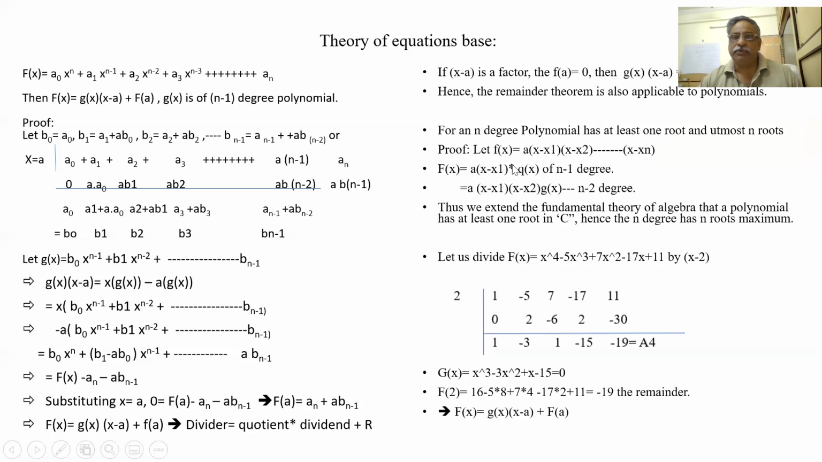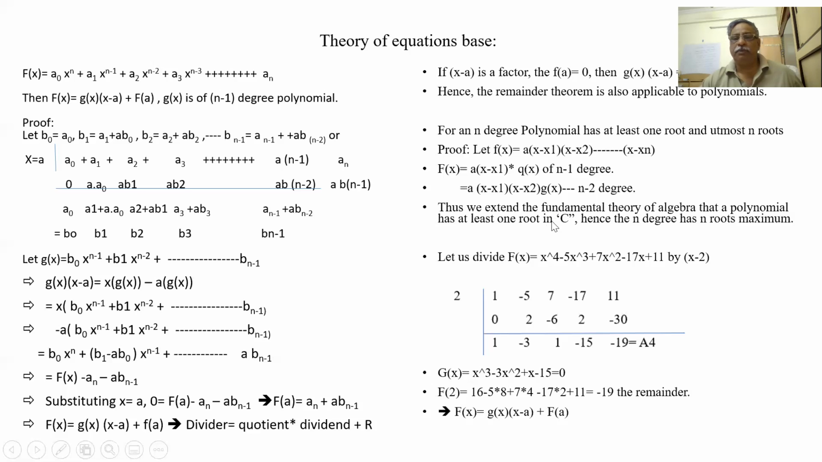Let us see another way of doing this. f of x, instead of writing a0 x and so on, can also be written as a into x minus x1 into x minus x2 up to x minus xn. The nth degree has n roots. So f of x is equal to a into x minus x1 into q of x, which has n minus 1 degree. So this is one factor we are taking out. If I take two factors, I have n minus 2 degree. Like that, this continues. So this extends the fundamental theorem of algebra, that a polynomial has at least one root in C. C means what? Complex number.